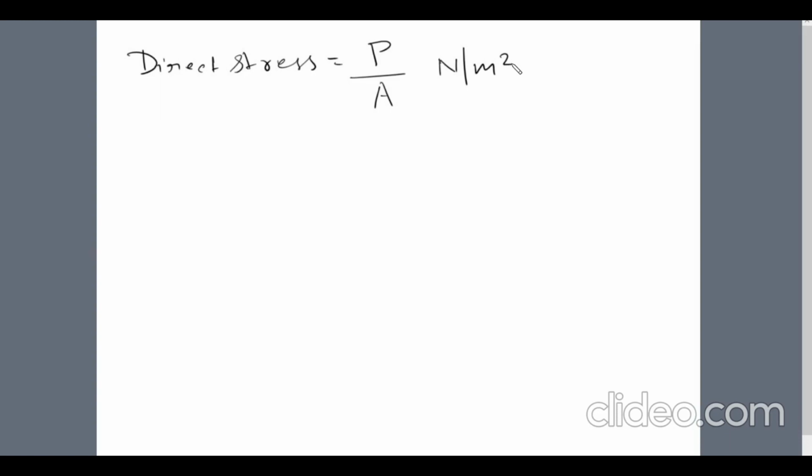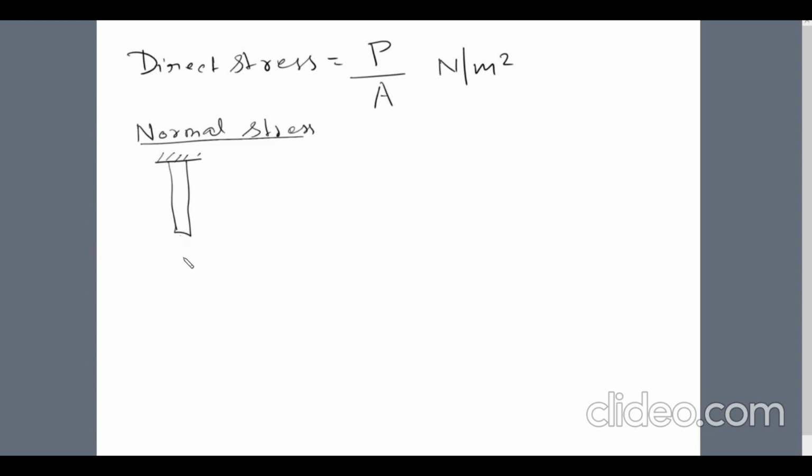Now direct stress can be of two types. One is normal stress and the other is shear stress. So let's see what is normal stress. Say for example we have a cylindrical bar which is hung from a rigid support.